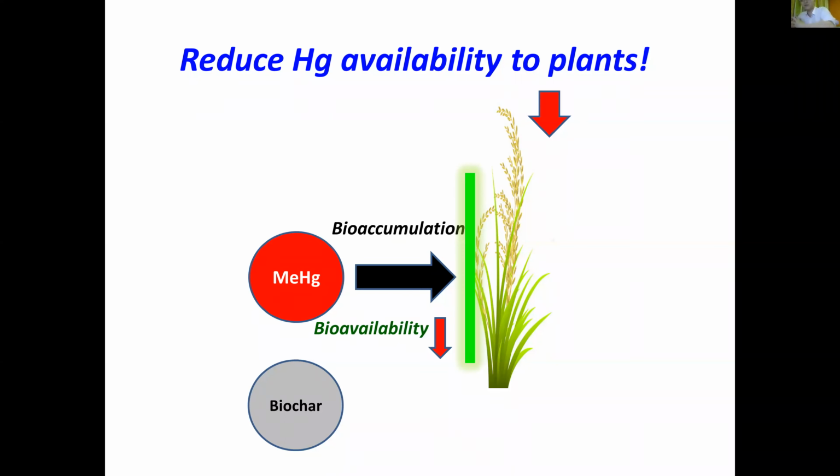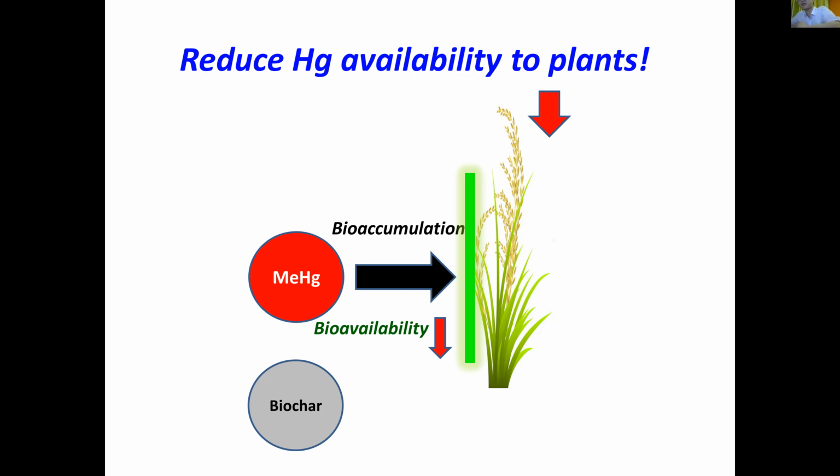So definitely the studies about the interactions between biochar and mercury in the terrestrial system, and especially in the farming soils, are lacking. Some pioneering studies showed that biochar could reduce the accumulation of both inorganic mercury and methylmercury in the crops. However, the underlying mechanism of this is not clear at all.